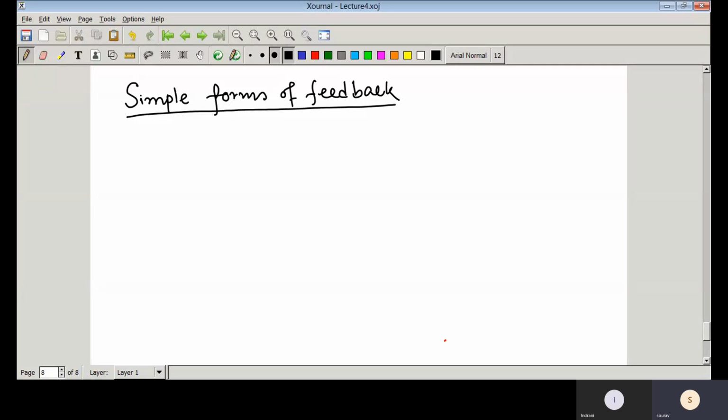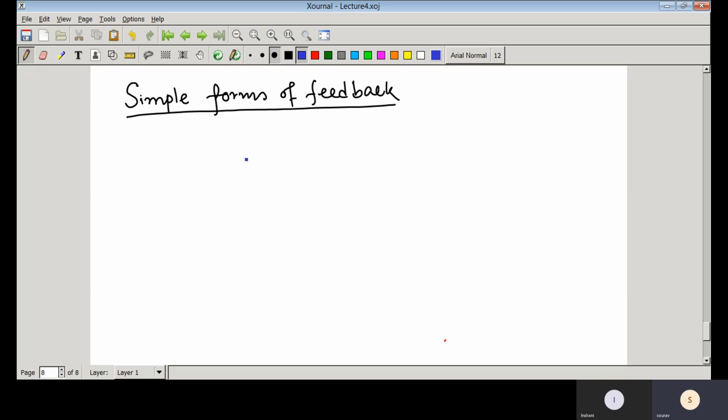So this is lecture 4. In the last 3 lectures we have discussed the different types of feedback, and we also discussed in detail the closed loop control system and the effect of feedback in a closed loop control system. So let us first draw it.